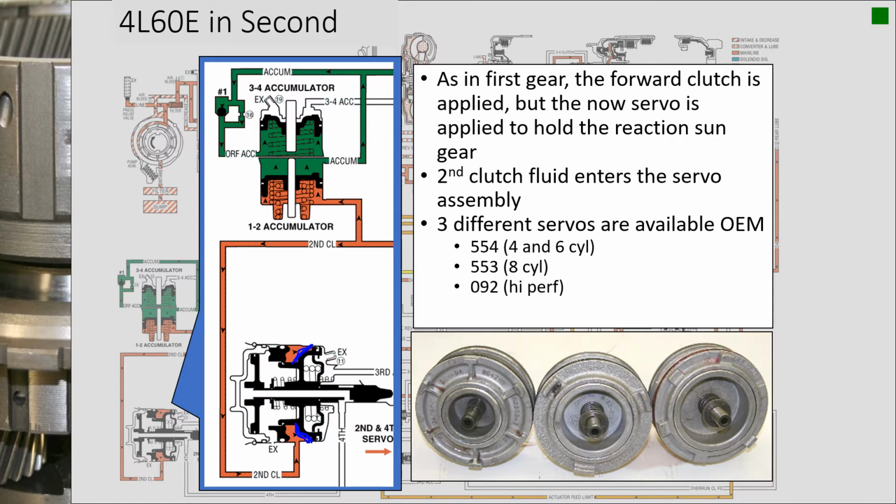So I've got the surface area that exists basically from this inner seal to the outer seal, and all the pressure that I generate in there is going to be working on that surface area to move the servo pin and apply the band.